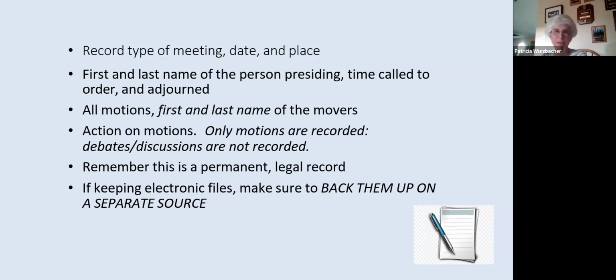If keeping electronic files, be sure to back them up. If your computer goes down, that's why I print mine, so at least I know that I have them. Any other questions?